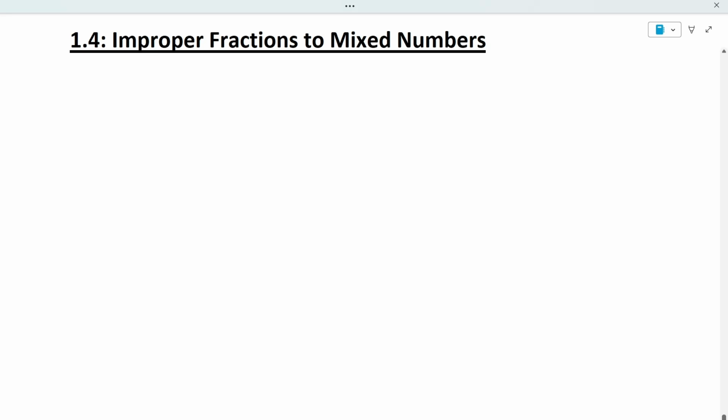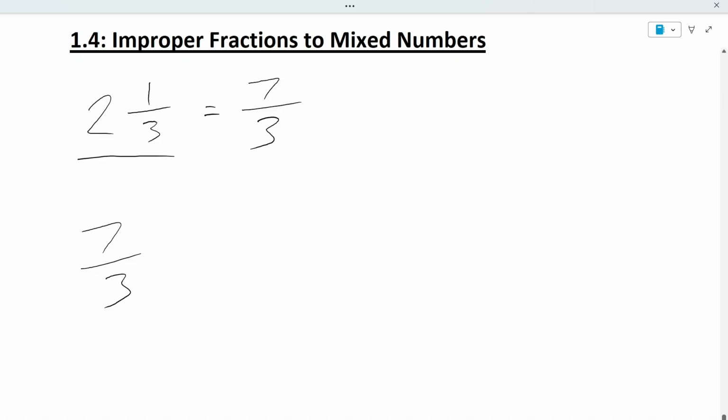This is 1.4, converting improper fractions to mixed numbers. So in the last video we looked at how to convert mixed numbers such as 2 1/3 to improper fractions such as 7/3, and this video is simply going to go in the opposite direction. So let's say I take my 7/3. We know what we want to end up with is 2 1/3, but how are we going to get there?